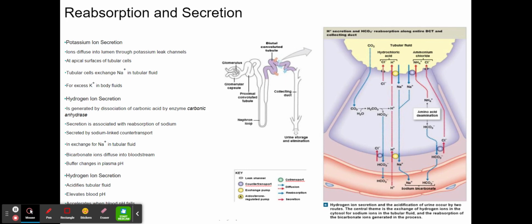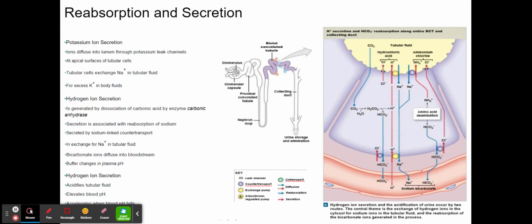In effect, tubular cells trade sodium ions in the tubular fluid for excess potassium ions in body fluids. Potassium ions are removed from the peritubular fluid in exchange for sodium ions from the tubular fluid. These potassium ions diffuse into the lumen of the DCT through potassium leak channels at the apical surface of the tubular cells. Hydrogen ion secretion is also associated with the reabsorption of sodium.